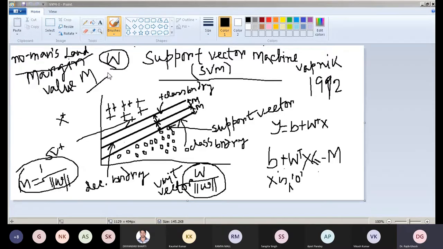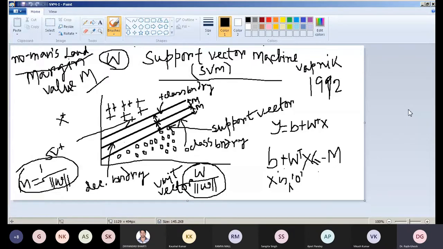Now let us start the support vector machine. First of all, let me tell you the situation. Earlier also I have told a little bit in the initial classes. Support vector machine was discovered by Vapnik in 1992. You can see on the screen, I have mentioned the name of that inventor, Vapnik, V-A-P-N-I-K, in 1992.